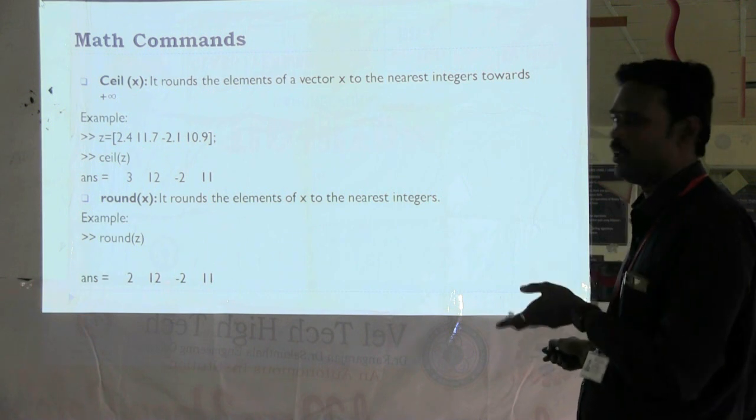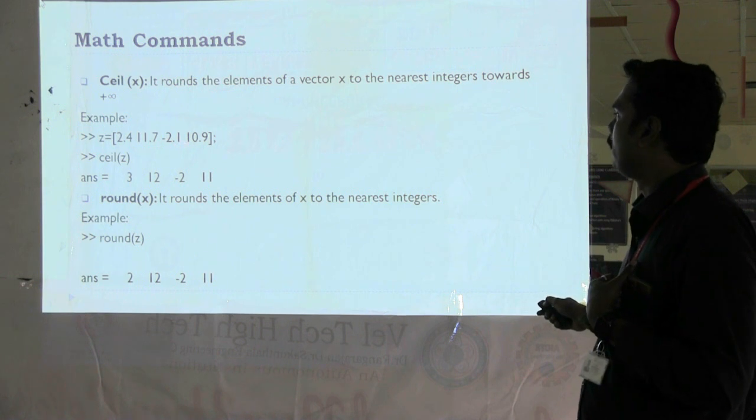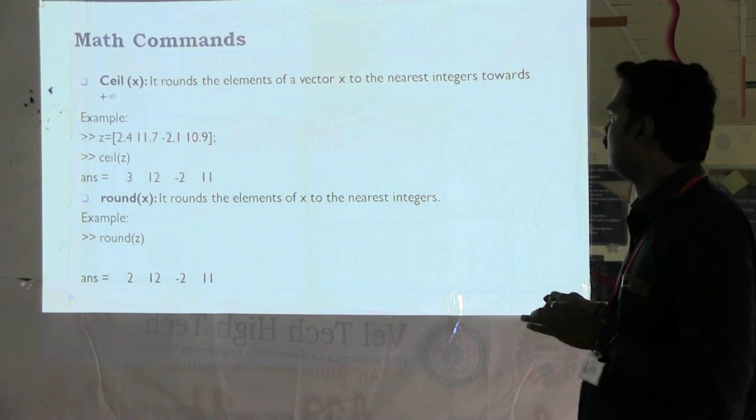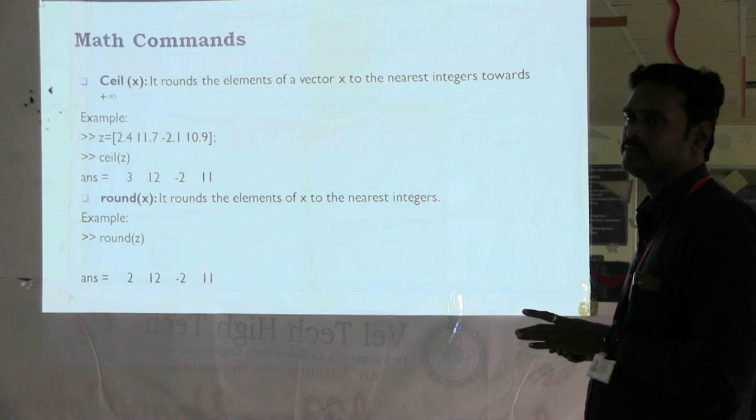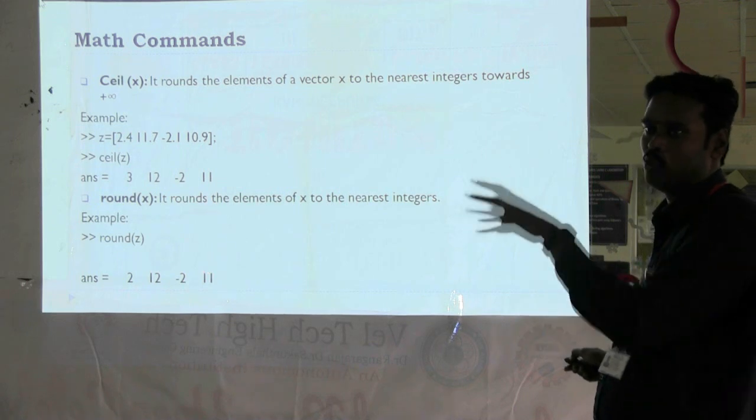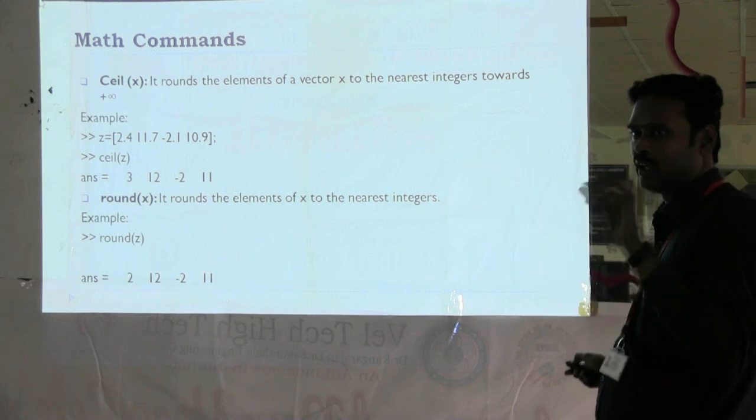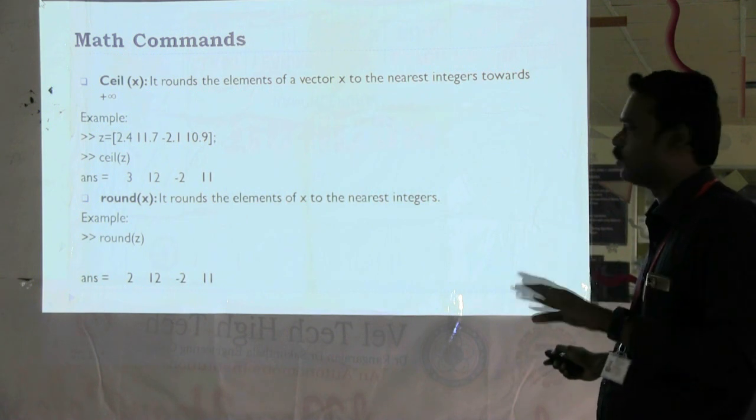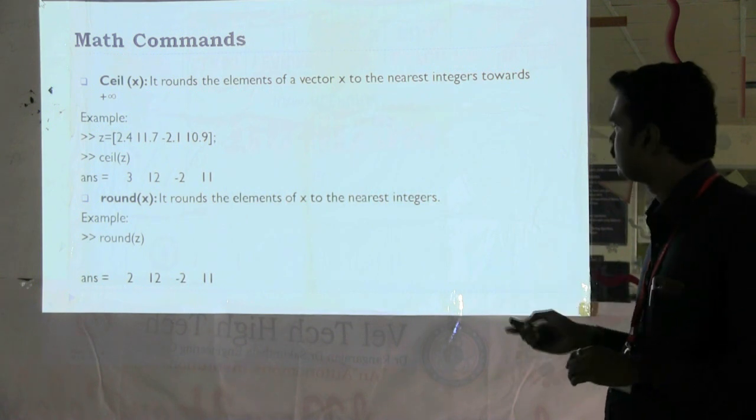11.7 rounds to 12. Minus 2.1 we round to minus 2 only. 10.9 we round to 11. So for this case the round value will be considered. Round is round only, nothing special in the coding. ROUND.